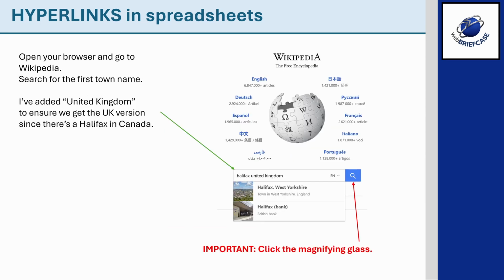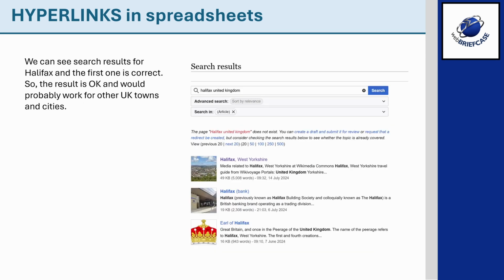Next, we'll work out the correct format of the hyperlink. Open your browser and go to Wikipedia. Search for the first town name, in this case Halifax. I've added United Kingdom to make sure that we get to the UK version, since there's a Halifax in Canada. For the purpose of this tutorial, it's best to click on the magnifying glass to make sure that the hyperlink that comes back is correct. We can see search results for Halifax, and the first one is correct. So the result is OK and would probably work for other UK towns and cities.